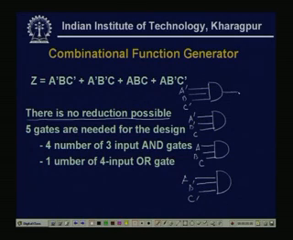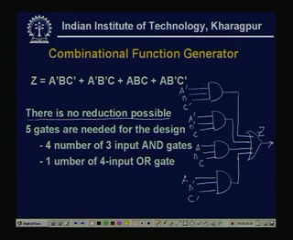and now these are sum of product forms. So, this is OR and this will give my Z. So, there are 5 gates needed: 4 number of 3 input AND gates, and 1 OR gate, a 4 input OR gate.